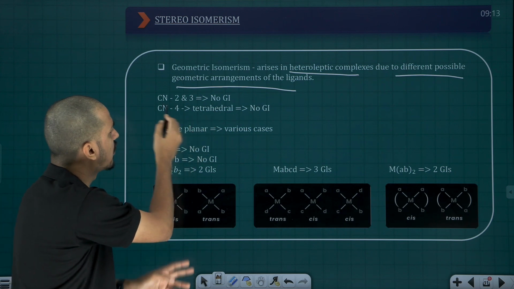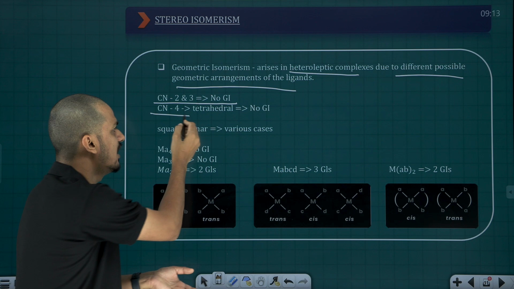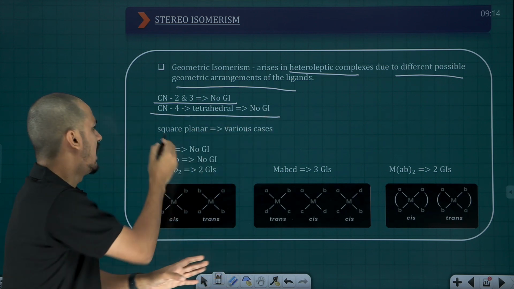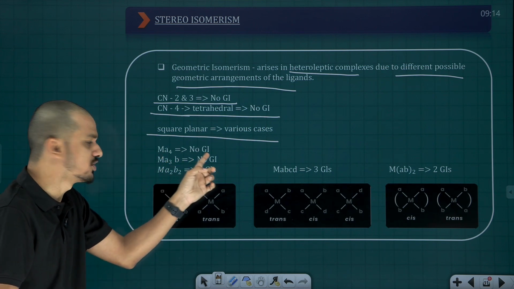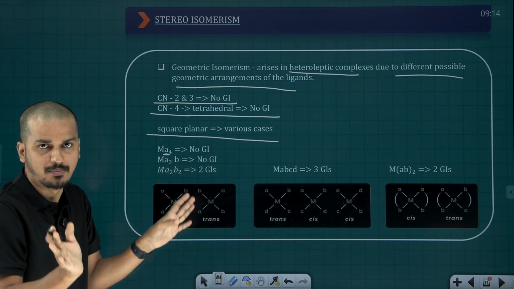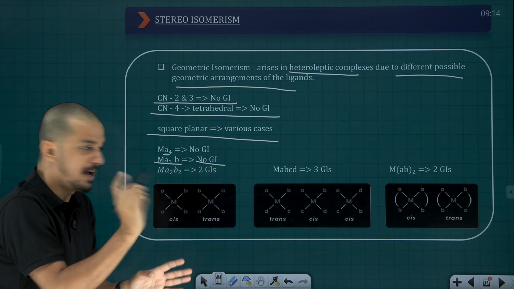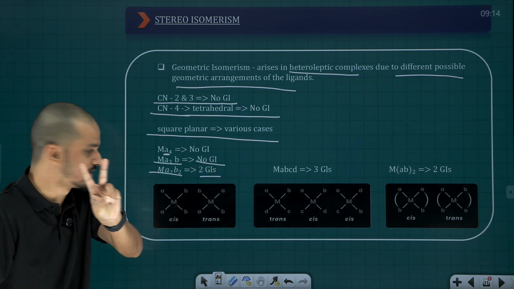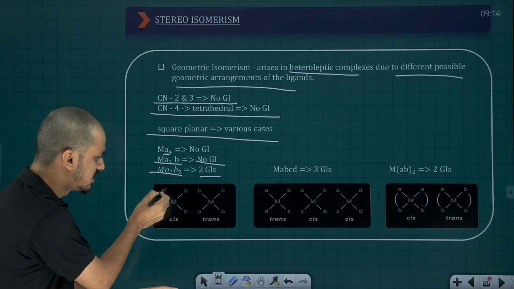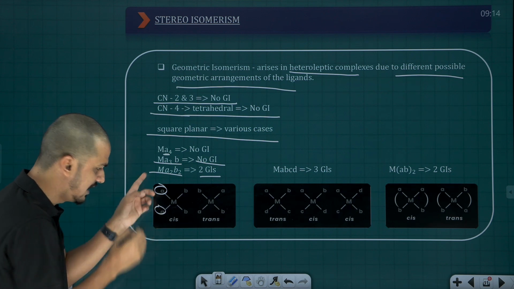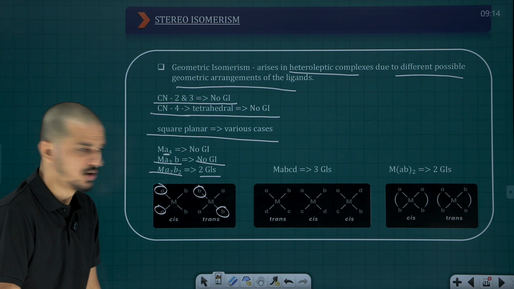You see here, coordination numbers 2 and 3 have no geometrical isomerism. Coordination number 4, tetrahedral, has no geometrical isomerism. And for square planar, there are various cases. In square planar, Ma4 means no geometrical isomerism, since there is no heteroleptic complex; all are the same. Ma3b also means no geometrical isomerism. Ma2b2 means two geometrical isomers, one cis and one trans. In cis, the same kind of atoms come on the same side; in trans, the same kind of atoms come on opposite sides. That idea you know.